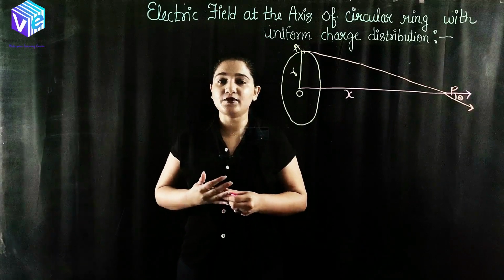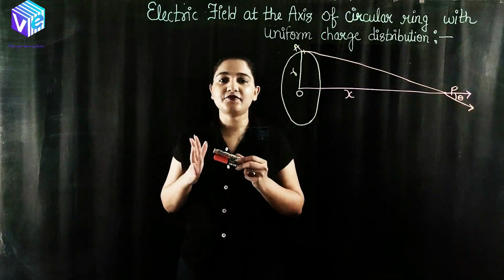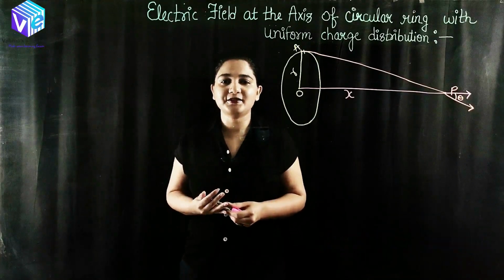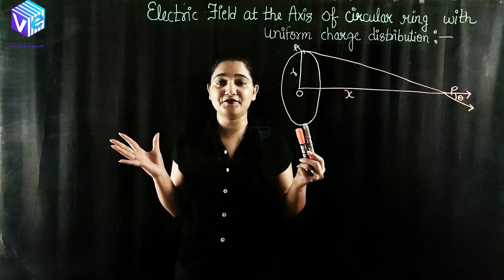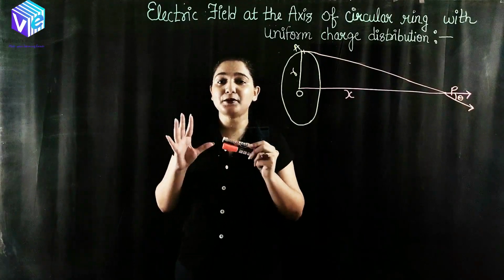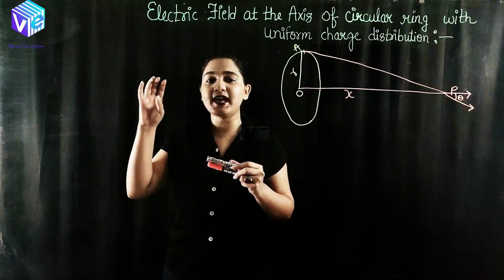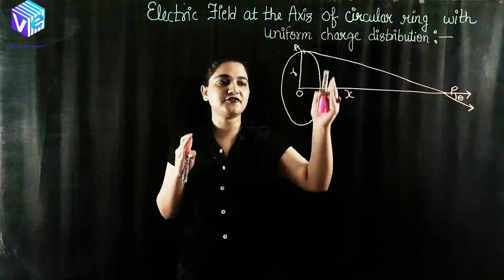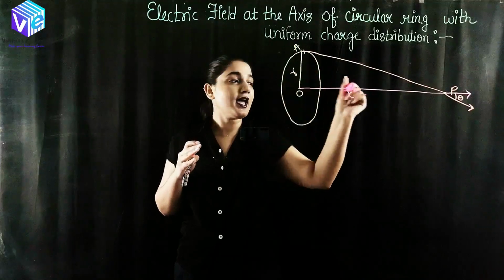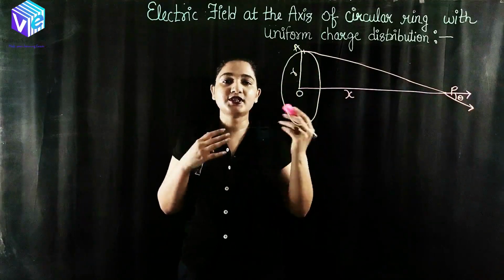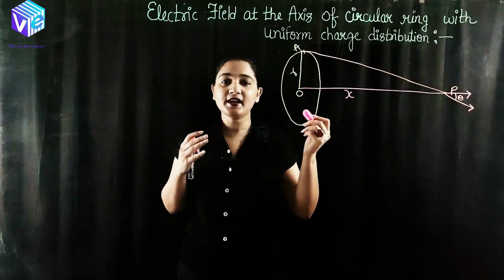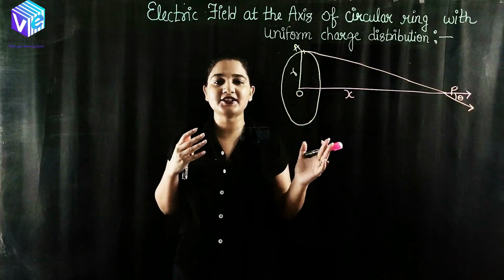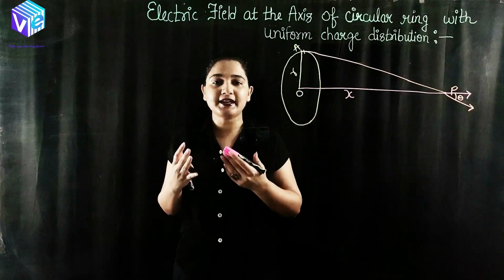So today in this session we are going to see the electric field at the axis of a circular ring with uniform charge distribution. There are a lot of terms involved and we may be confused, as we have just studied the electric field due to a point charge. Now if I have to find the electric field due to this circular ring at some point P, which is on the axis of this ring, how will I find it? I just know how to find the electric field intensity due to a single point.